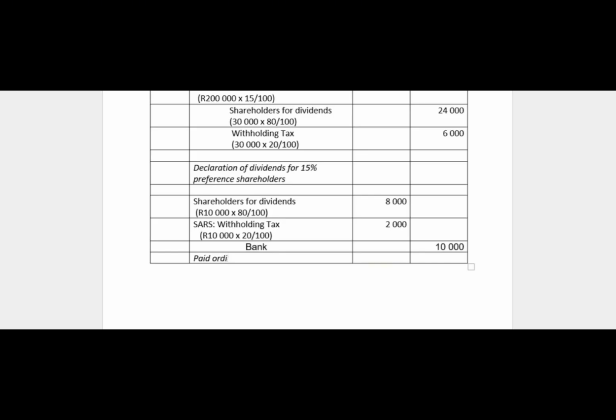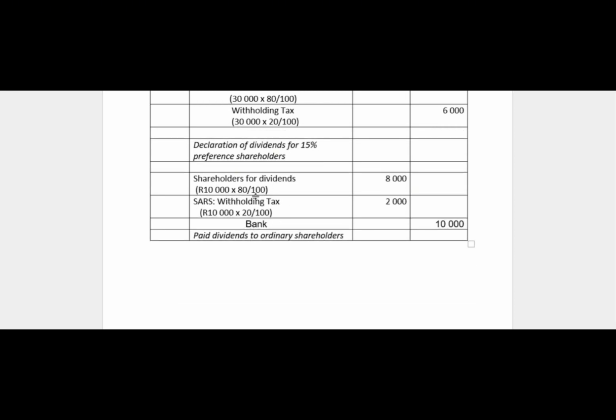And then you're going to say paid dividends to ordinary shareholders. Just trying to be more clear. Paid ordinary share. Okay, paid dividends. That's what we must say. Paid dividends to ordinary shareholders. All right. And then we are done with paying this one. So this is how you record the payment of dividends.